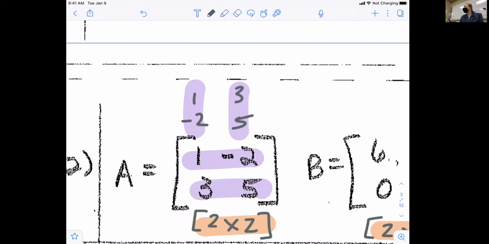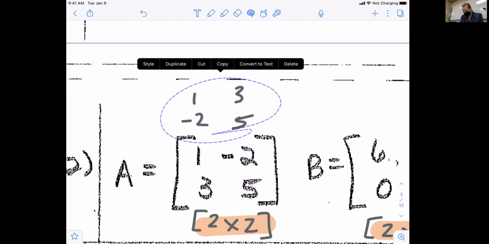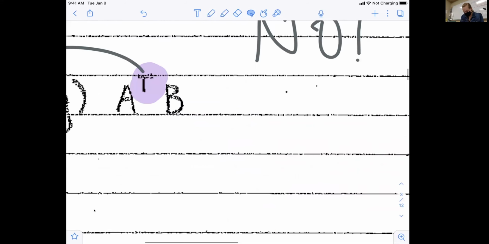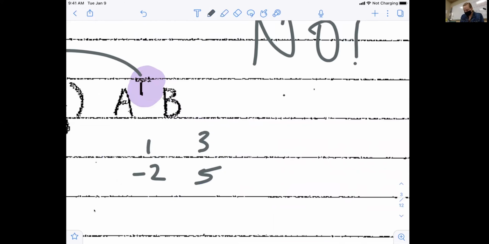You could have looked at it the other way. You could have looked at columns and then made those into rows. It's going to give you the same thing. I could have done 1, 3 and made that a row, still my first row. I could have gone -2, 5, made that column a row. Same thing as what I got. I need to bring this down to where I'm at. I'm going to copy and paste it. So A raised to the T is the same thing as this new matrix I just made.